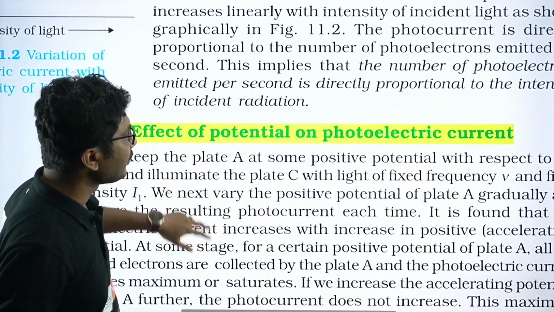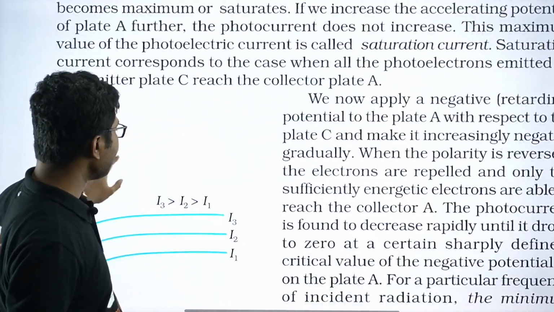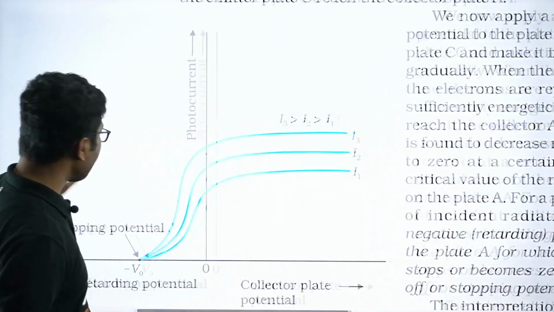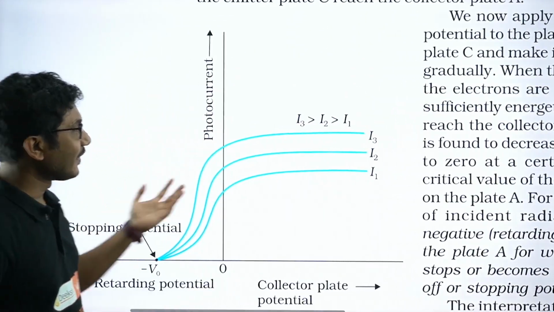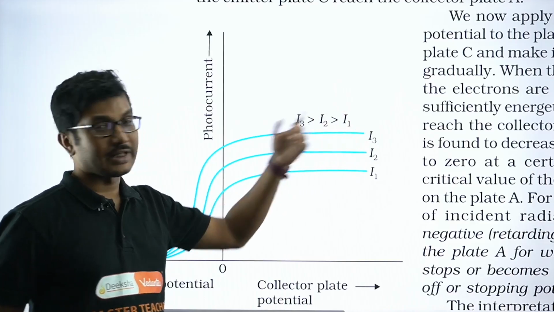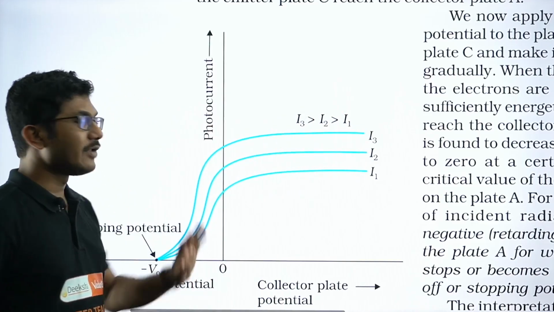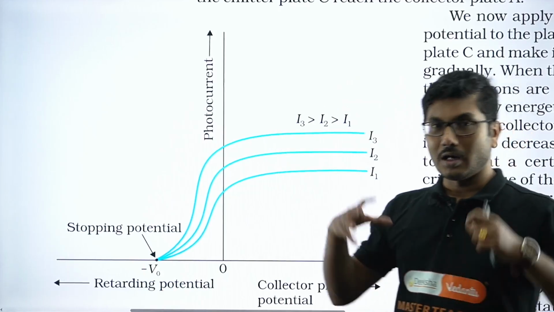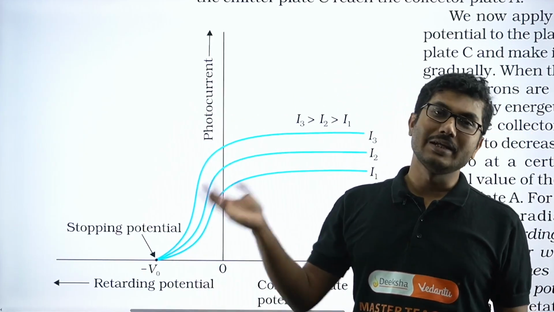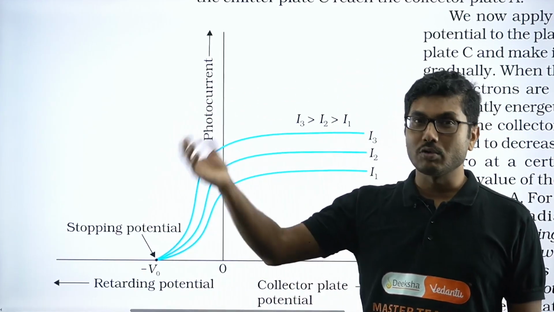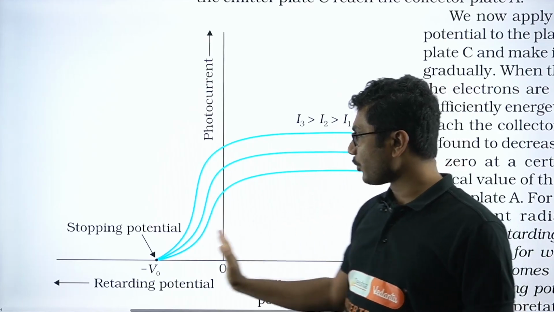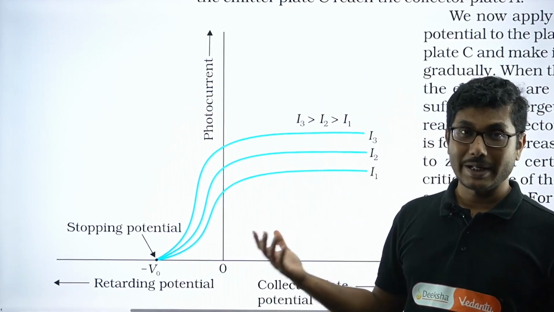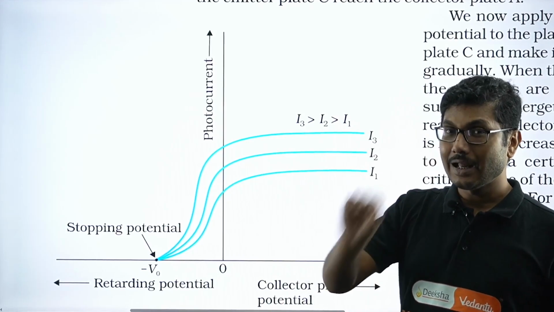Okay, effect of potential on photoelectric current. So what is happening when you apply different potentials? As you can see, if you have different intensities of light, I1, I2, I3, there are three different potentials, and if you try to stop the electrons coming out of the plate, basically you are applying a reverse potential so that electrons cannot go to the other surface. So there is a negative potential at which electrons are not able to go to the other plate, so current becomes 0 at that certain potential.